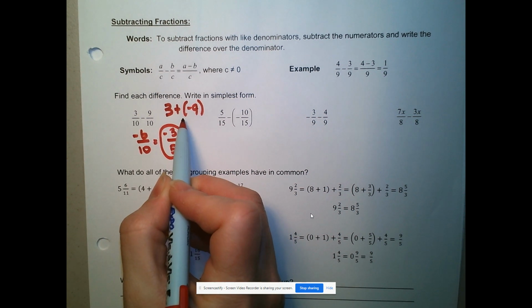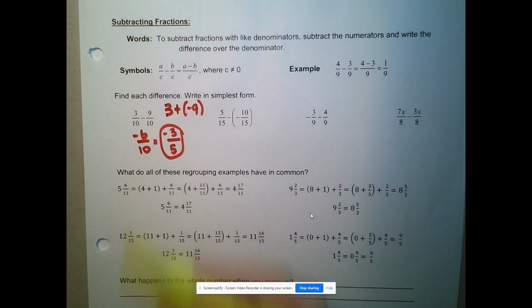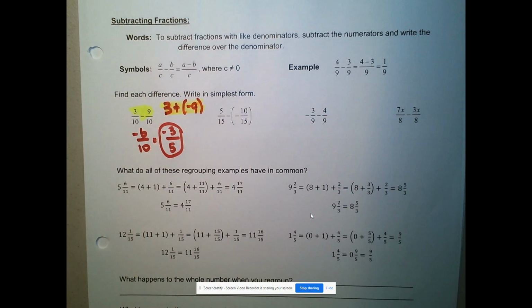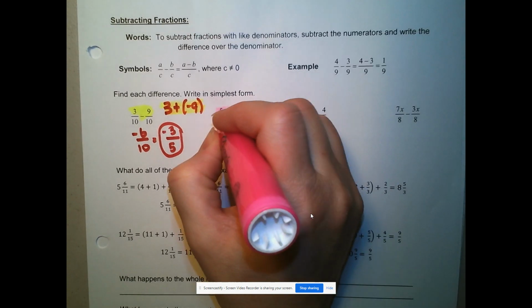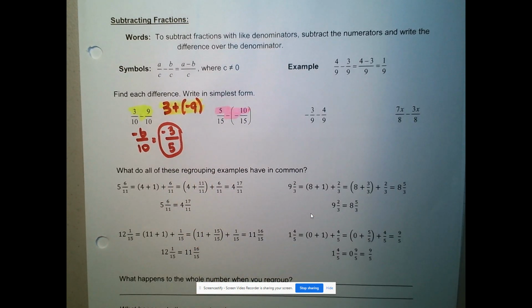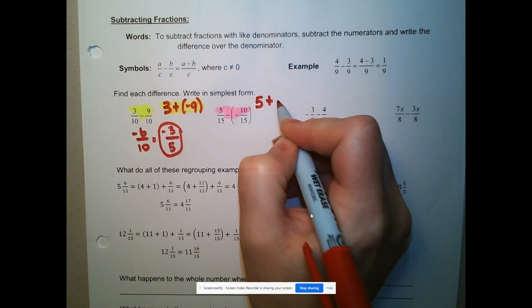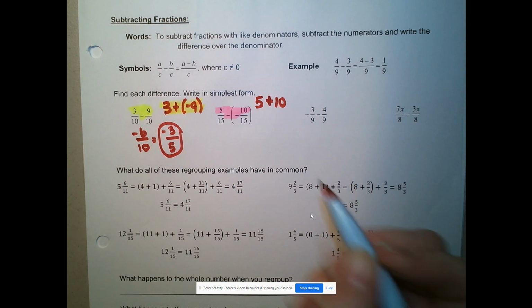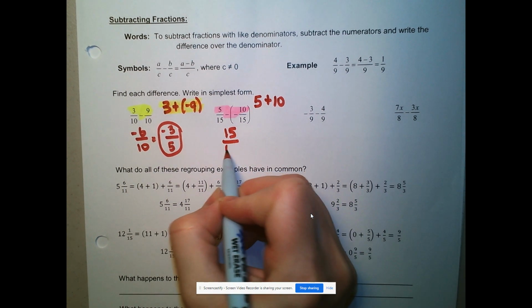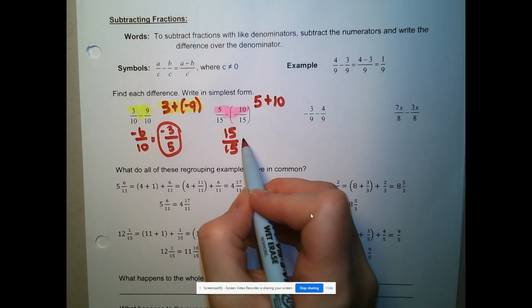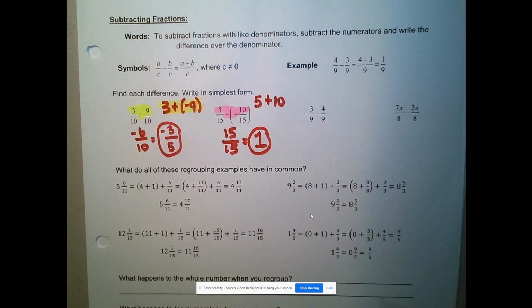So I still rewrote the problem at the top, the 3 minus 9. I rewrote it as 3 plus negative 9. Next one, 5 minus a negative 10. Notice it's minus a negative. 5, we're going to add the opposite, which would be a positive 10. And we would have 15/15. And if you have all 15 pieces and they're each worth a 15th, that is the same as 1 whole.